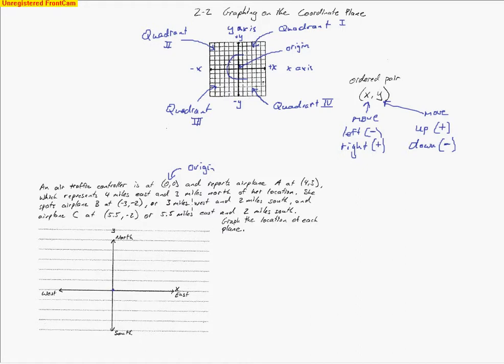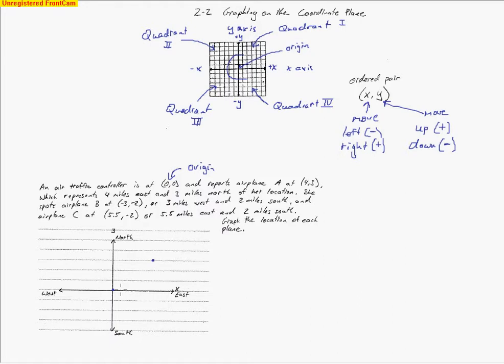And so what they're asking us to do is they're saying, well, airplane A is at 4, 3. 4 represents 4 miles east and 3 miles north of her location. So here is the air traffic controller. So 4 miles to the east, so we go 4 miles, 1, 2, 3, 4, and then we're going to end up going up 3 miles because we're going to the north. North is on the positive y-axis. So again, I'm over 1, 2, 3, 4, and I go up 3, so I go up 1, 2, 3. And that would give me a point.